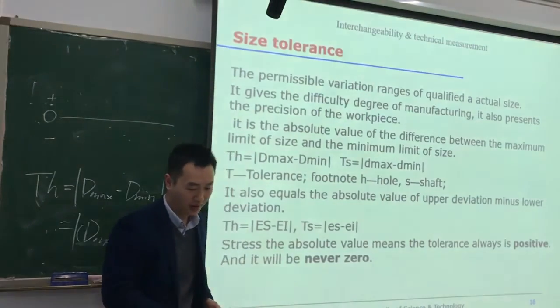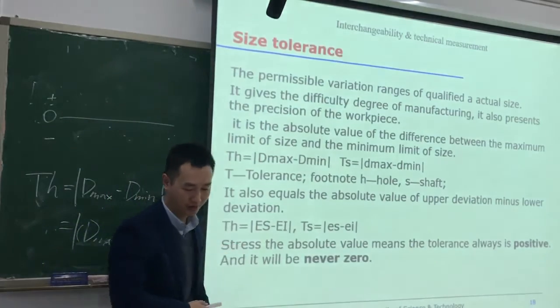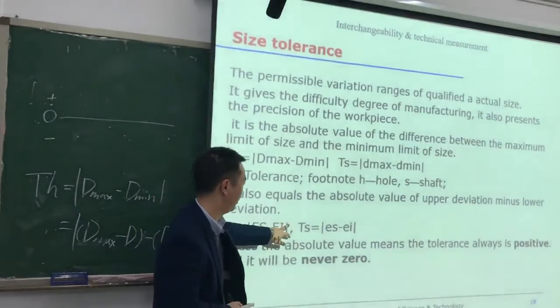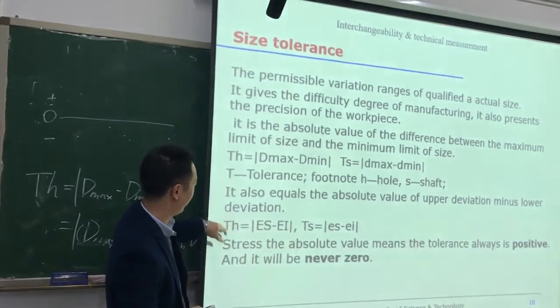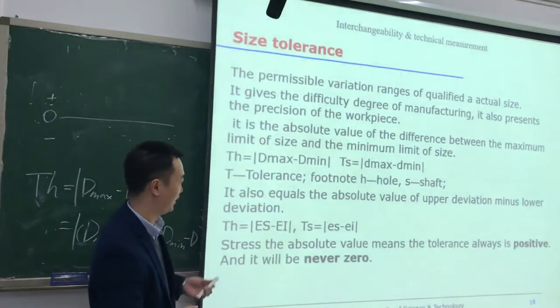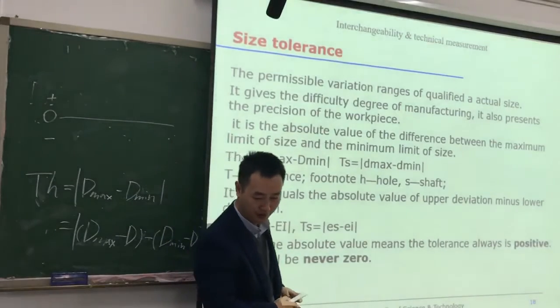The absolute value means that the tolerance is always positive, because it's an absolute value. So the calculated result is always positive, and it will never be zero.